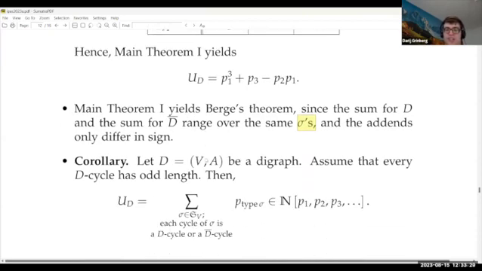But there are a few more things that come out of this. First of all, if every D cycle has odd length, then the signs are always plus. So you simplify this as follows. And that means in that case, it is P positive. It's a polynomial in the P's with non-negative integer coefficients.